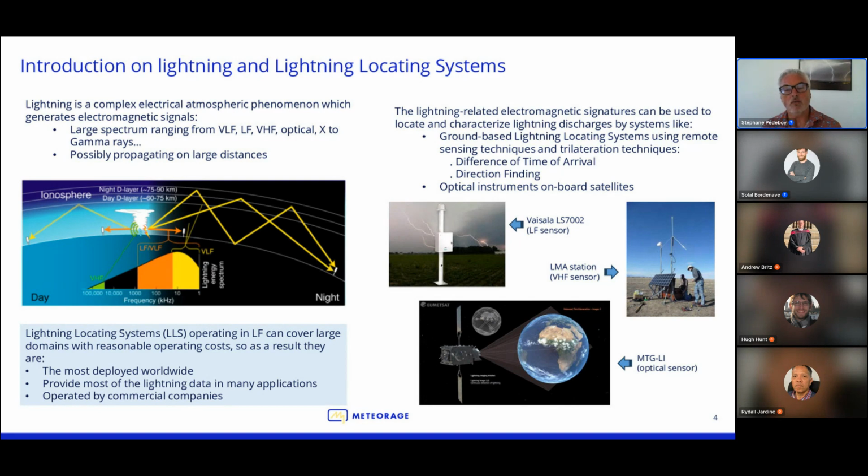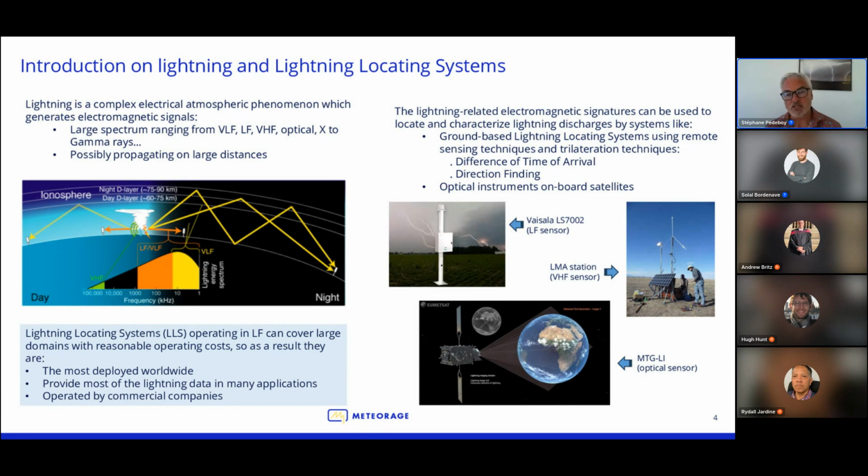So that is based on the electromagnetic signatures analysis. I'm talking here about ground-based lightning locating systems using remote sensing techniques, meaning that there are no direct measurements of the currents flowing in these discharges, and using trilateration techniques, meaning, in other words, that we are using difference of time of arrival or direction finding, or combining both methods in some cases.